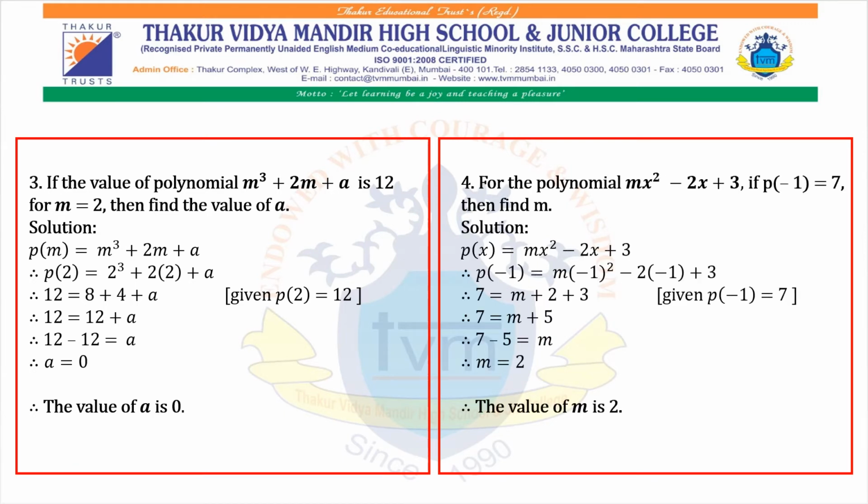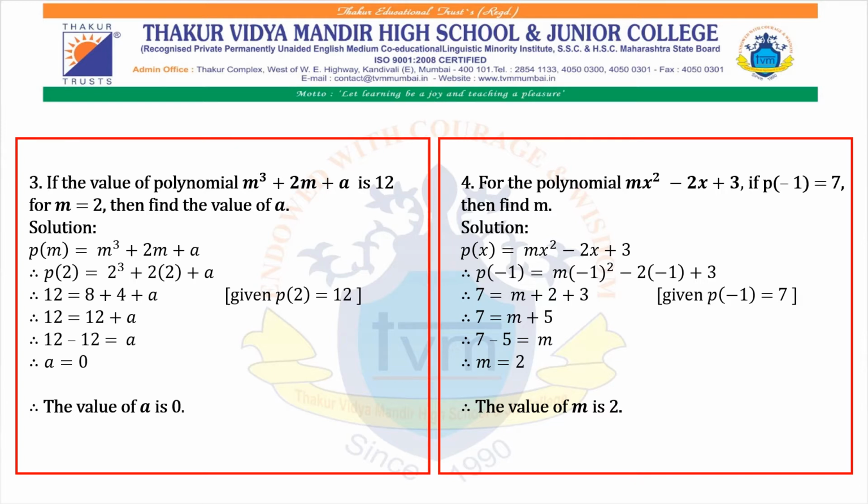Question 4. For the polynomial mx² − 2x + 3, if p(−1) = 7, then find m. Solution: p(x) = mx² − 2x + 3. Therefore, p(−1) = m(−1)² − 2(−1) + 3. Now, instead of p(−1), we are going to substitute 7 because it is already given.